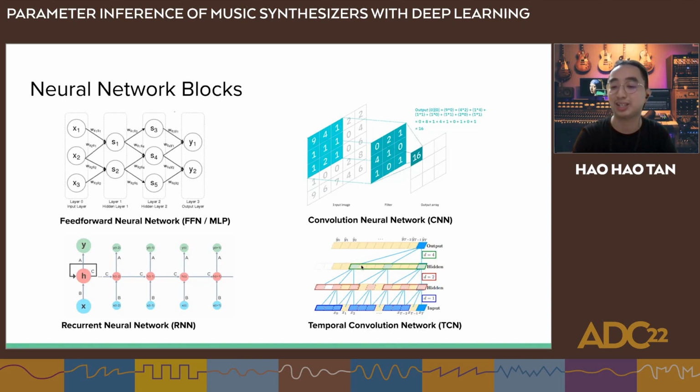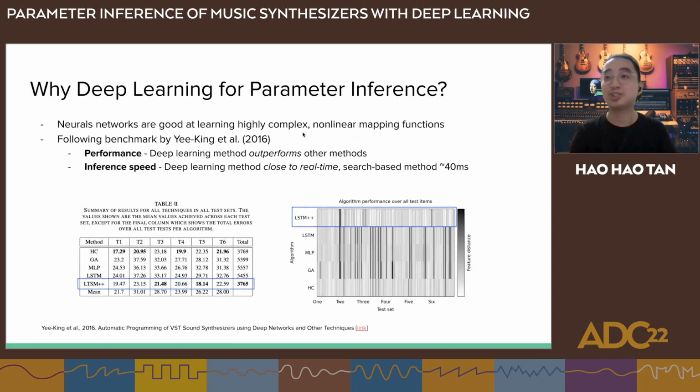Once you have this spread out kind of structure, you can actually incorporate longer sequence or longer structure information within your learning. So it is also good for sequence data. It's quite popular for some audio related tasks, and they use TCNs and perform quite well. The important question is actually why use deep learning for parameter inference?